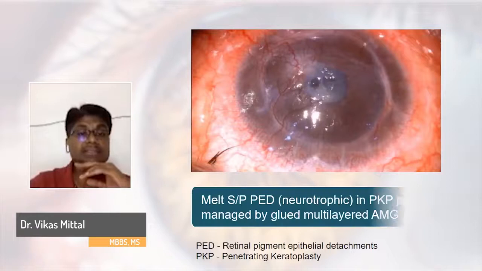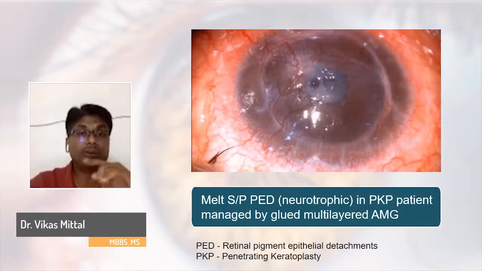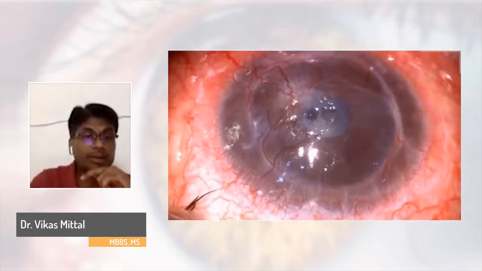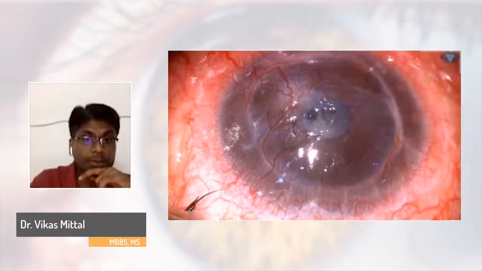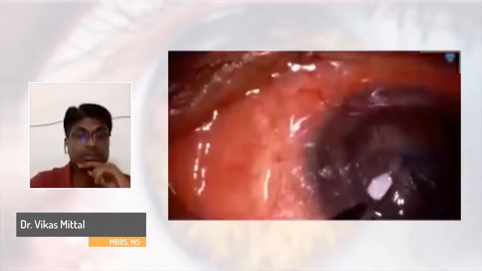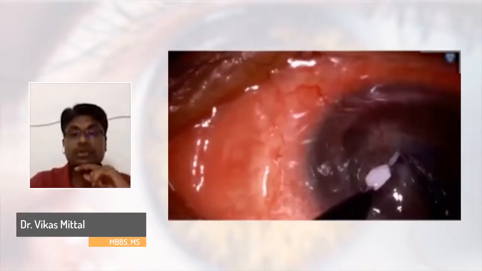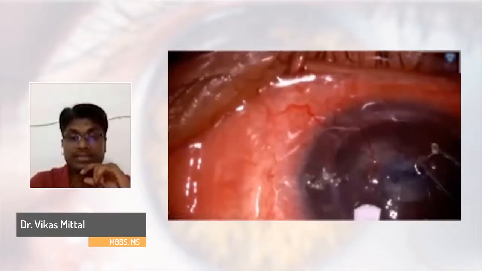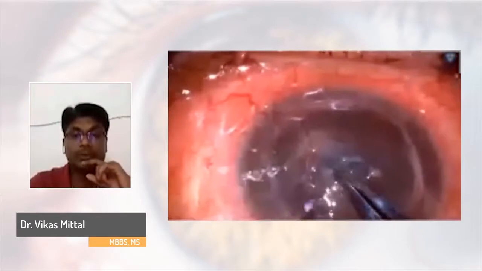This patient has a neurotrophic cornea. You can see the graft, penetrating keratoplasty, and there was a perforation bang in the center. So this patient had undergone amniotic membrane grafting, multi-layered amniotic membrane grafting. This was done using a fibrin glue. So what I'm trying to do is I'm placing a small piece of amniotic membrane.